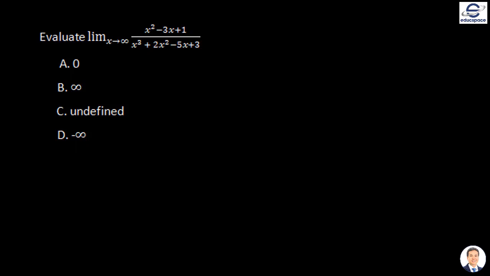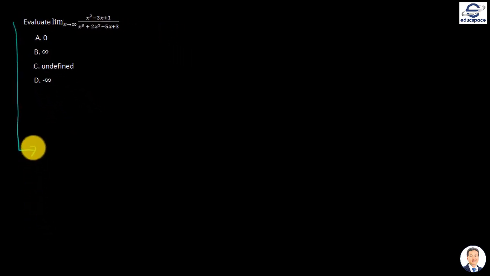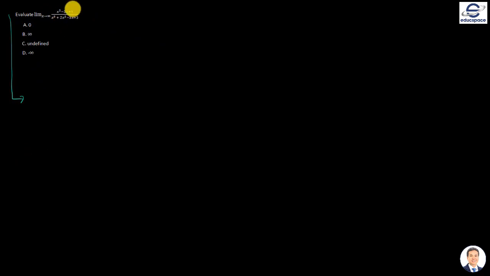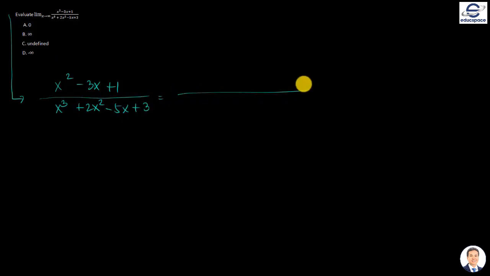Evaluate the limit of x squared minus 3x plus 1 all over x cubed plus 2x squared minus 5x plus 3. So again, our technique here is to divide the equation by the highest exponent. Since we have x squared minus 3x plus 1 over x cubed plus 2x squared minus 5x plus 3, one of the techniques is to divide every term in the polynomial by the highest exponent of x.